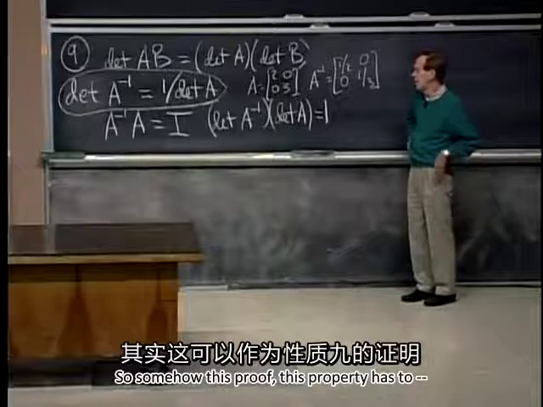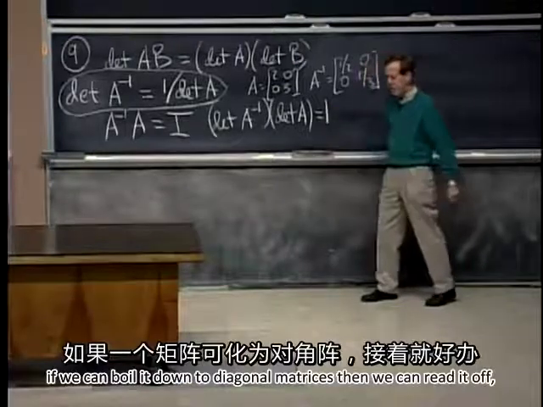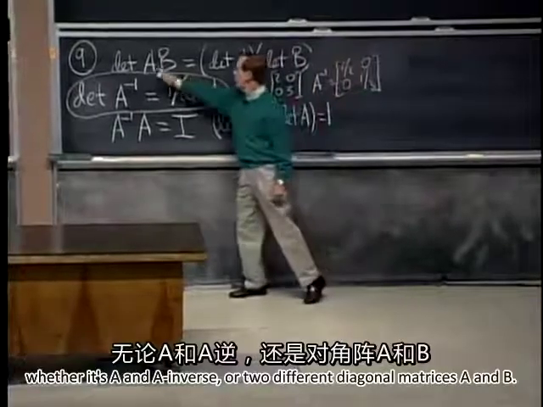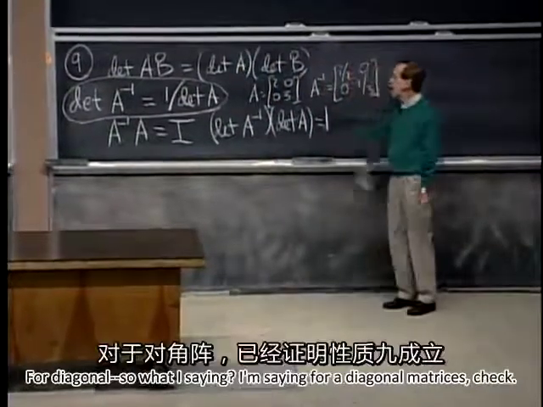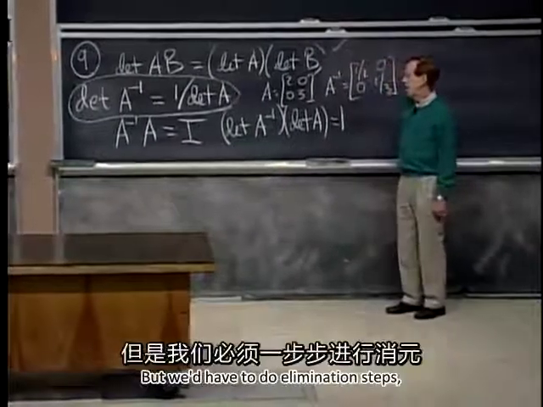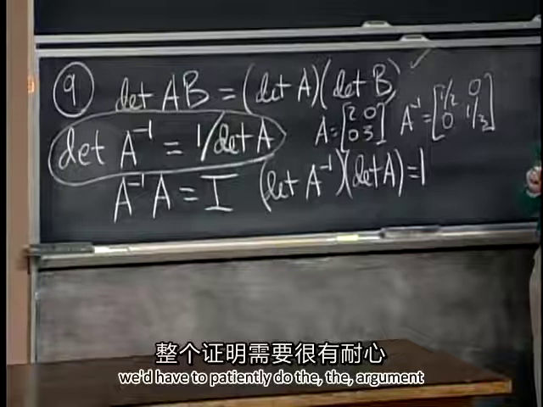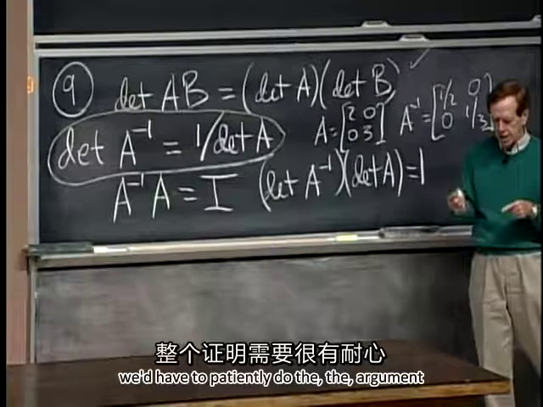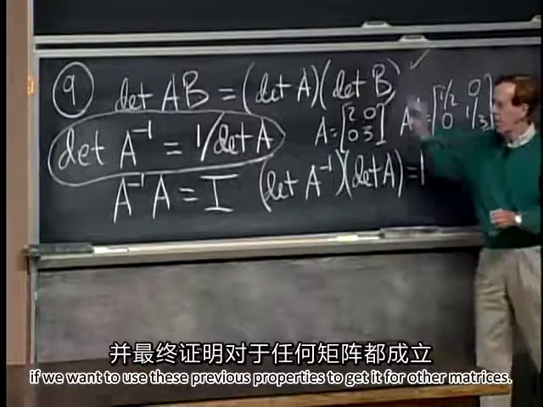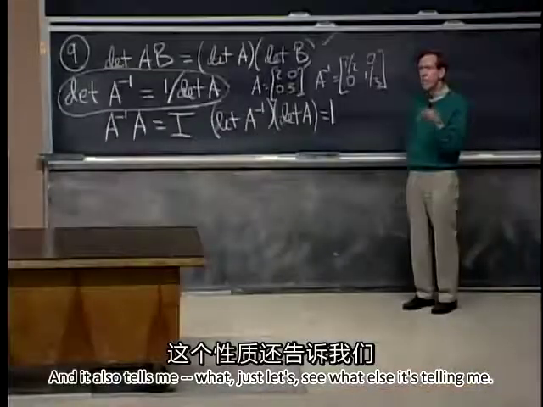So somehow the proof of that property, if we can boil it down to diagonal matrices, then we can read it off. Whether it's A and A inverse or two different diagonal matrices, A and B. For diagonal matrices, check. But we'd have to do elimination steps. We'd have to patiently do the argument if we want to use these previous properties to get it for other matrices.